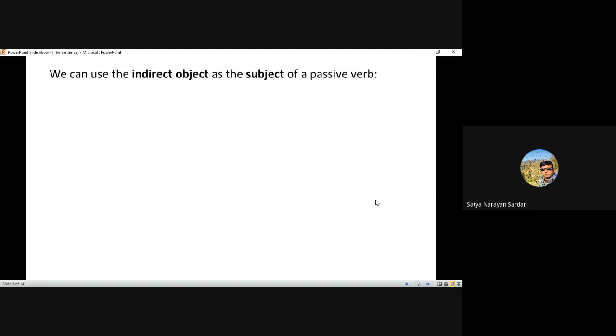Now here comes, if a sentence has two objects. I gave him a book for his birthday. In this sentence, him and a book are objects. If there are two objects, one can be direct, another can be indirect. Now tell me, in this sentence, I gave him a book for his birthday, what is the direct object, him or a book?